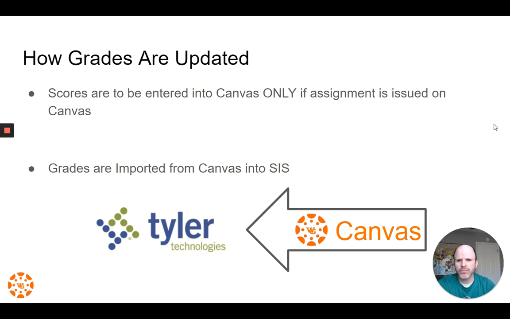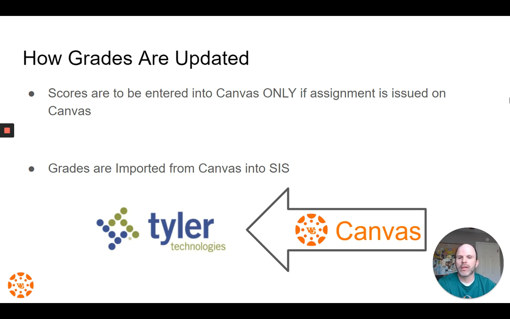And that is, scores are to be entered into Canvas only if the assignment is issued on Canvas. You may have assignments that you're not going to enter into Canvas. Maybe it's participation points or homework check, and you simply want to put it into Tyler SIS and not make a posting on Canvas. So you ultimately have to decide, is your Canvas gradebook going to exactly mirror what is going to show up in SIS?